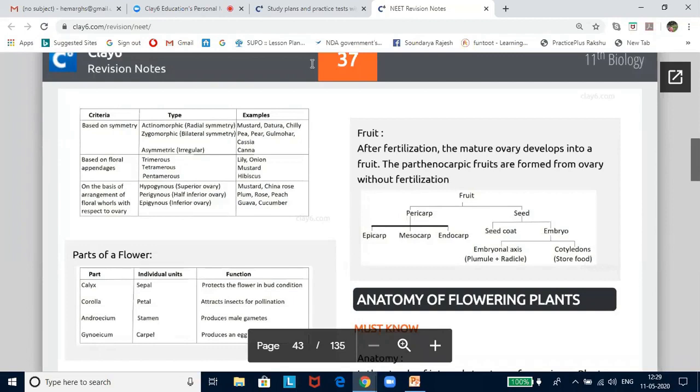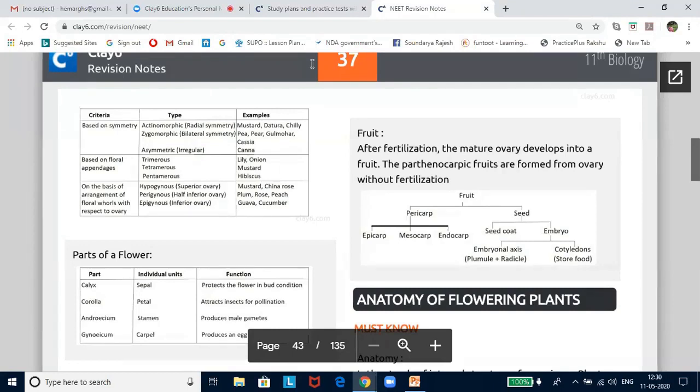Now, based on floral appendages. The calyx, corolla, androecium, and gynoecium are called the appendages. If the calyx, corolla, carpels, and stamens all occur in three and multiples of three, then it is called trimerous. Examples: lily and onion. Tetramerous, if they all occur in four and multiples of four, as in mustard. And pentamerous if they are in five and multiples of five, as in hibiscus.